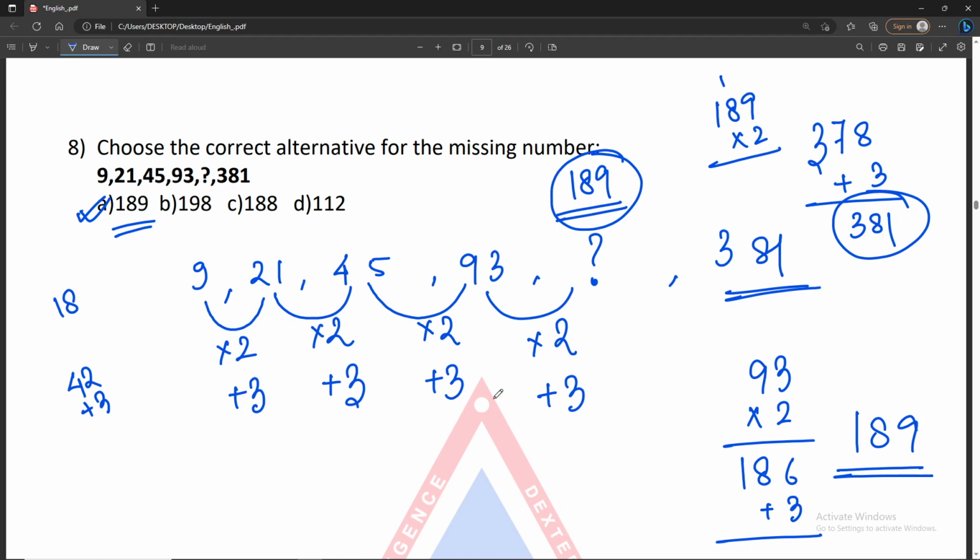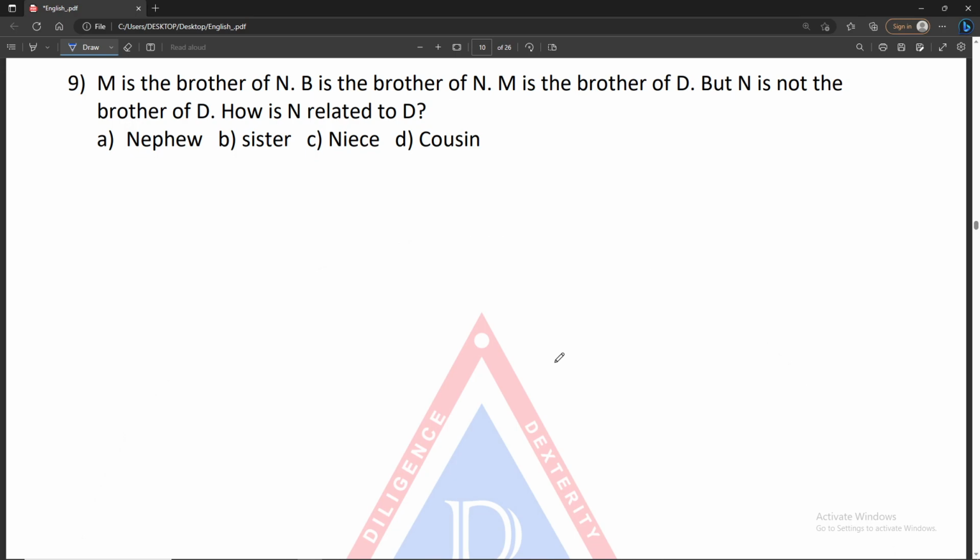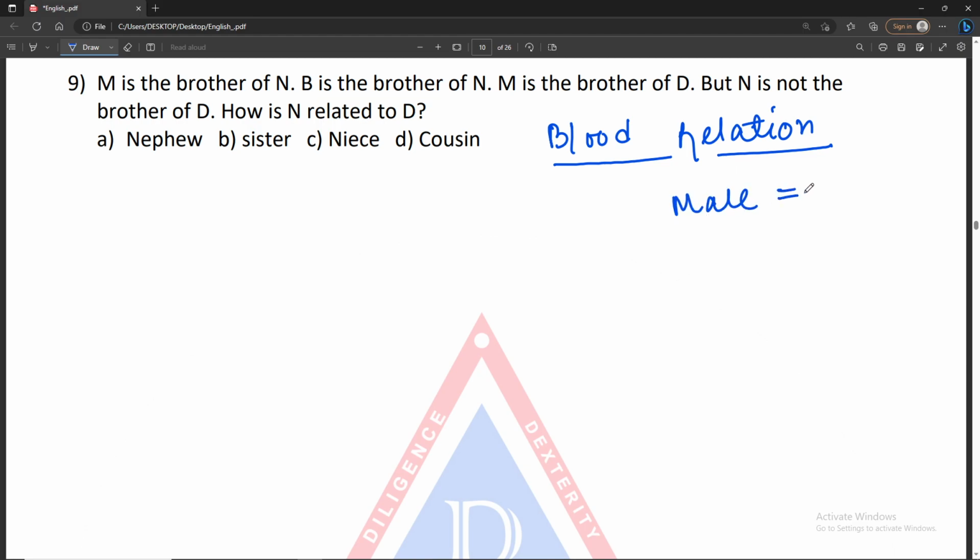Okay, let's go to the next question. The next question is about blood relation. Here I consider writing male as plus, female as minus.